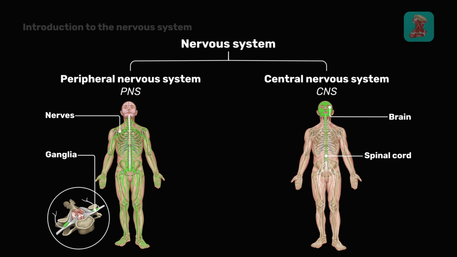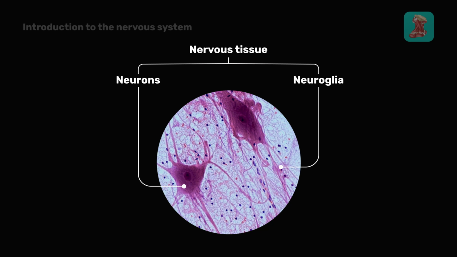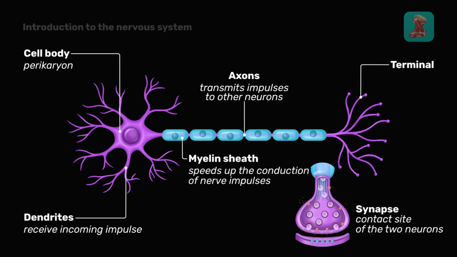Alright, here's a quick summary. The nervous system can be structurally subdivided into the central and peripheral nervous system. The CNS consists of the brain and the spinal cord, while the PNS consists of ganglia and nerves. Histologically, the nervous system is made up of nervous tissue, which is formed by neurons and neuroglia.